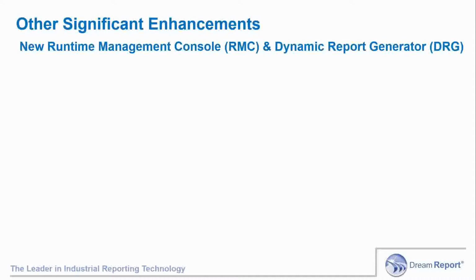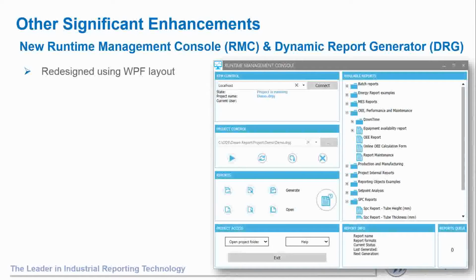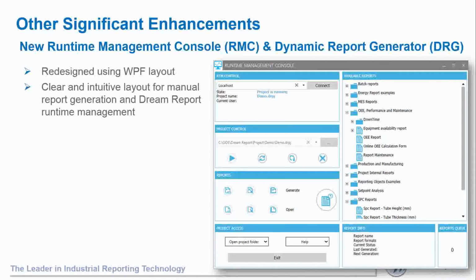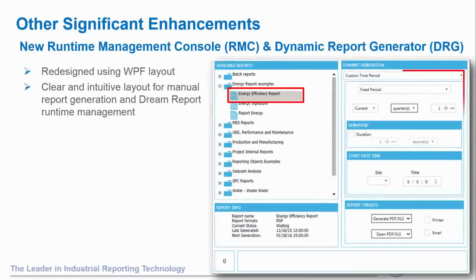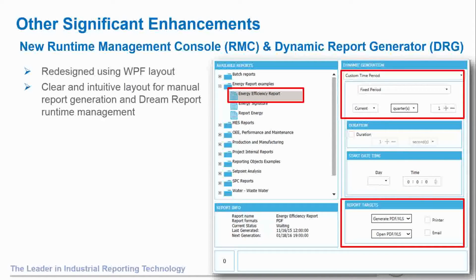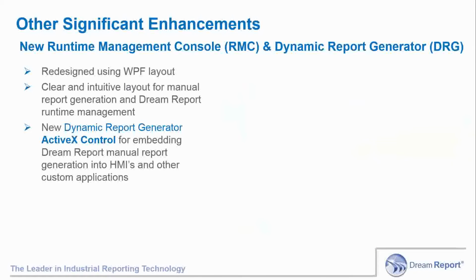The Dream Report Runtime Management Console and Dynamic Report Generator were developed using Windows Presentation Foundation technology with a modernized look and feel, giving the user a clear, informative, and intuitive layout for managing runtime tasks and manually generating reports. Here we see the steps to select a report, specify a time period on the fly, and then generate the report in the selected format or formats, and whether to automatically email or print the report output. It couldn't be simpler. Additionally, the Dynamic Report Generator ActiveX control has also been updated with the same intuitive layout for your operators to use directly in an HMI screen.